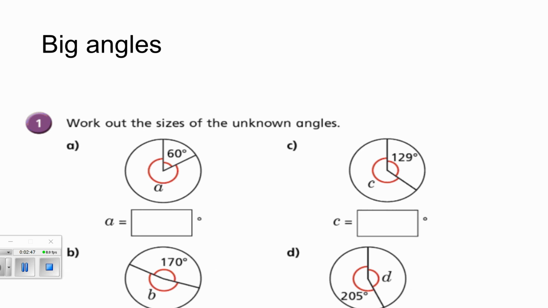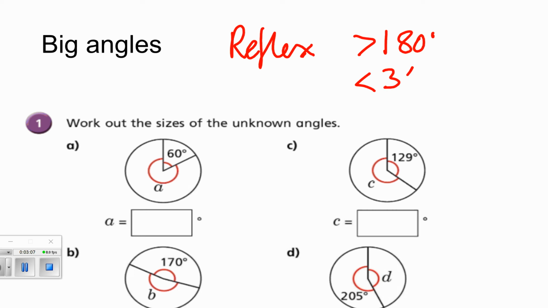Okay. The other thing, just building on yesterday, I've called it big angles. Essentially what we're talking about are reflex angles. And if you remember that term, a reflex angle is greater than 180 degrees, but obviously less than 360 degrees. Okay? So you might call them the outside angles here.